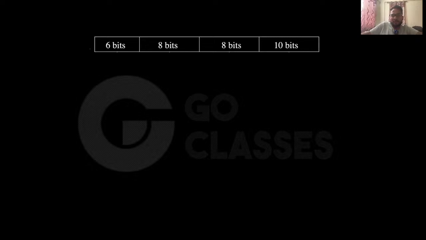So suppose that this is your logical address space, or maybe let me write virtual address space. Which means that your virtual address space is having 6, 8, 8 and 10 bits, which makes 32 bits. Now I'm saying that I'm dividing my logical address space into these bits: 6, 8, 8, 10.